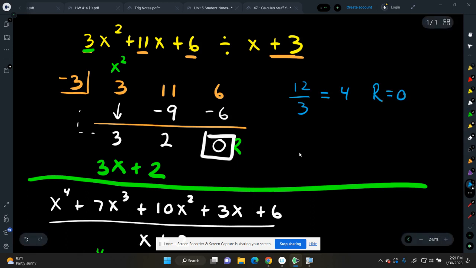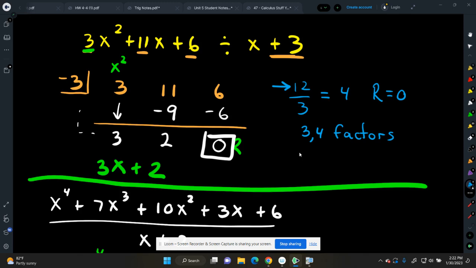That means since there's no remainder, the numbers 3 and 4 are factors. Factors mean I can multiply them together to get that answer. 3 times 4 equals 12. Both 3 and 4 are factors of 12. In other words, they divide evenly.